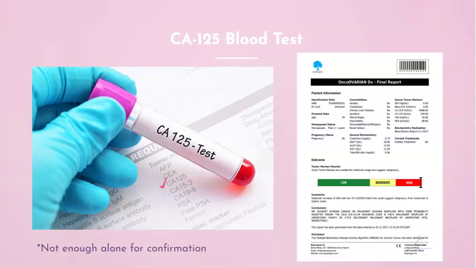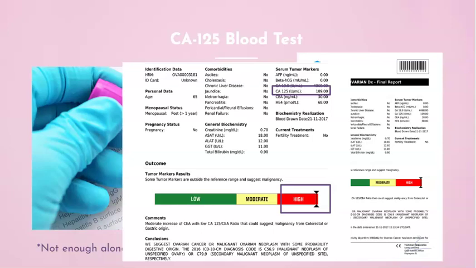So if we look at AJ's test results, we see that her CA levels are 109, and this is considered to be very high for a female. So we already know that she's at risk for something being wrong.